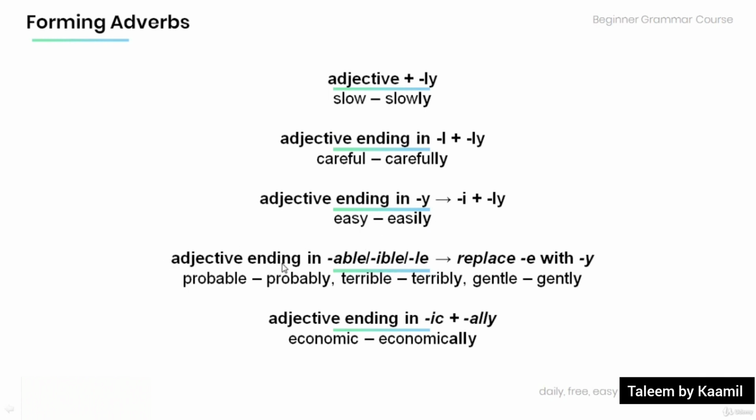And when adjectives end in able, ible, or le, we replace the e with y. For example, probable, probably. Terrible, terribly. Gentle, gently. And when adjectives end in ic, we add ally at the end. For example, economic, economically.